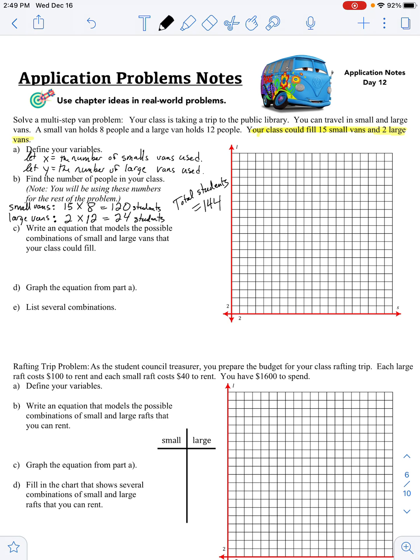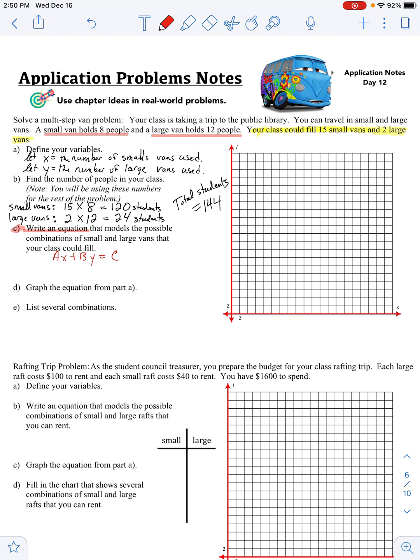So let's take a look here. Write the equation that models the combinations of small and large vans that your class would fill. Again, we're going to head back to the top, and we're going to recognize here as we're writing this equation that a small van holds 8 people, a large van holds 12 people. So that is saying 8 people fit per small van, 12 people fit per large van. So again, we're going to be writing this in standard form because we had 2 given rates at the start of the problem.